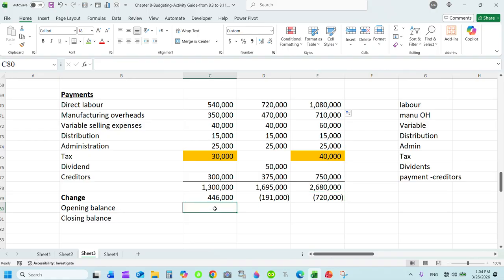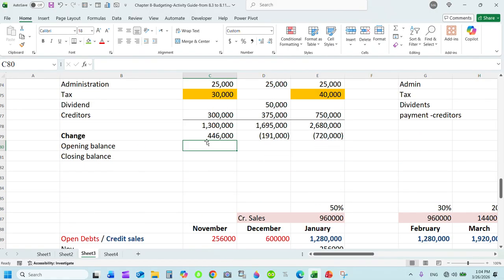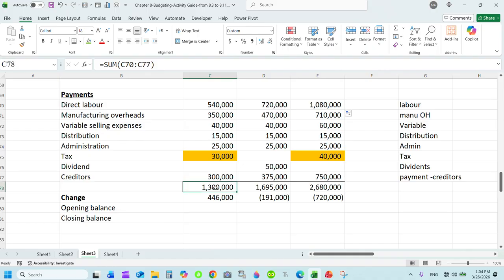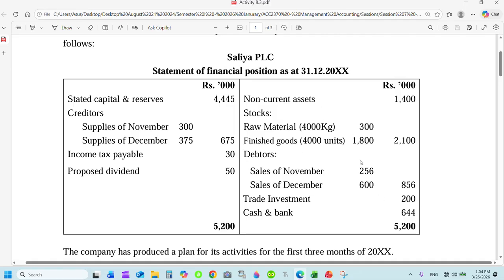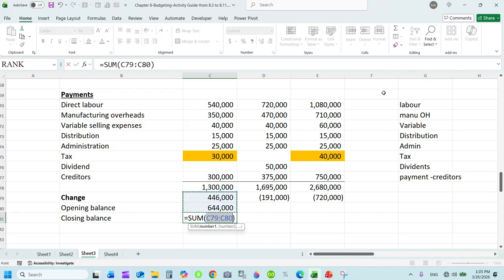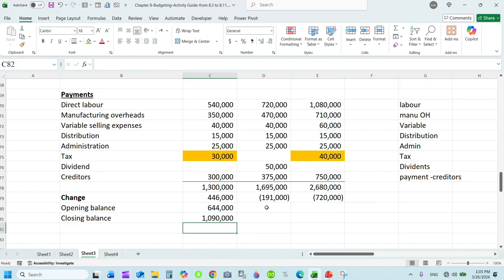Then the open cash balance. Now think about one particular month, January. For January, we have cash received this much, total cash payment this much, net cash received this much. To this, we just add the open cash balance. The open cash balance is available in your balance sheet. Here you can see cash and cash equivalent 644. So you can go and add 644,000.